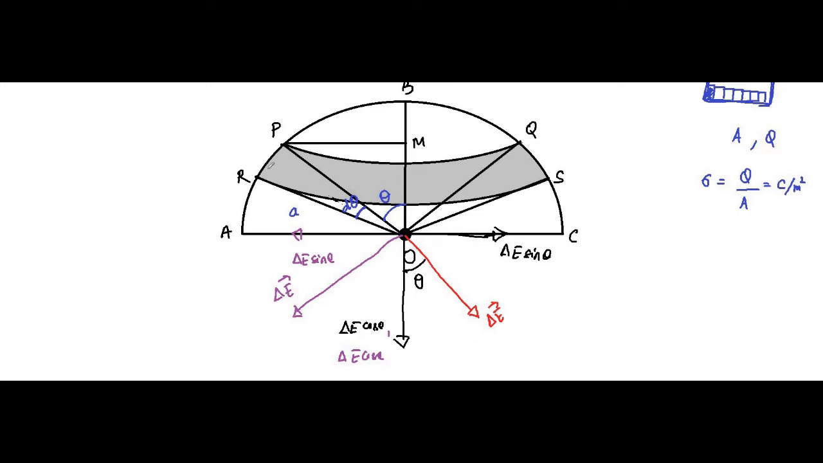Throughout this whole surface, if we convert it into n such rings and integrate, we will find that the vertical cos theta components will get added together in the vertical direction downwards, but the sin theta components will be of equal magnitude in the opposite direction, and they will cancel each other out. So the only components contributing towards the electric field intensity here are the delta E cos theta components.